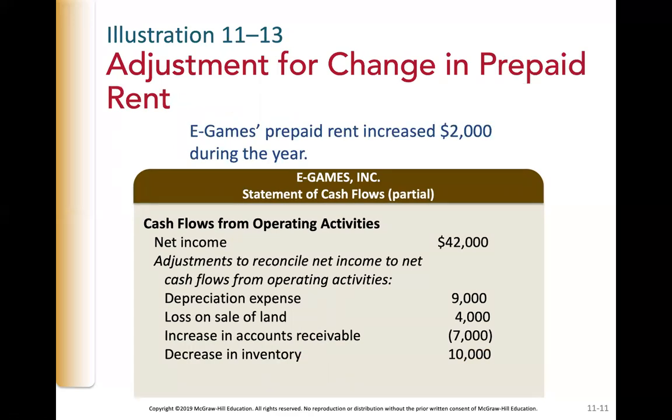Prepaid rent increased $2,000. Prepaid rent is a current asset. Current asset increase, so we need to subtract it. That means the company paid $2,000 cash for prepaid rent in which there's no corresponding expense on the income statement. In other words, the cash outflow to increase prepaid rent caused cash to decrease by $2,000, but net income was unaffected. To adjust for this, we need to subtract the increase in prepaid rent from net income.